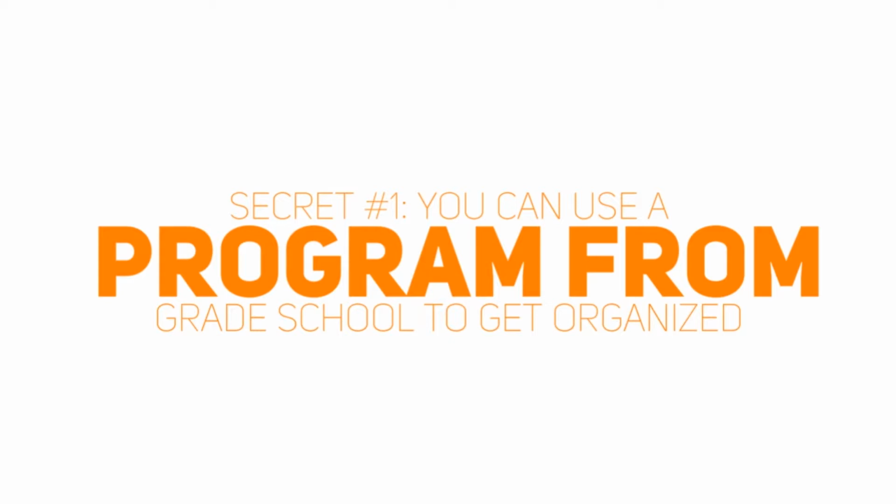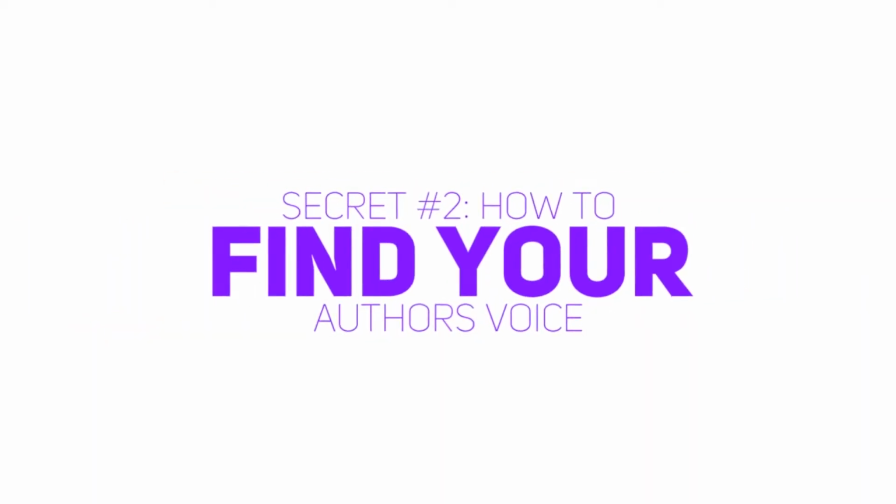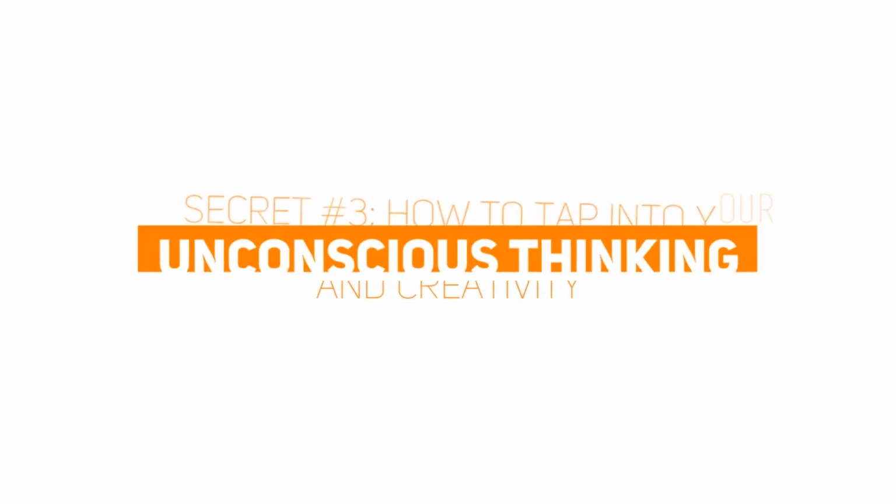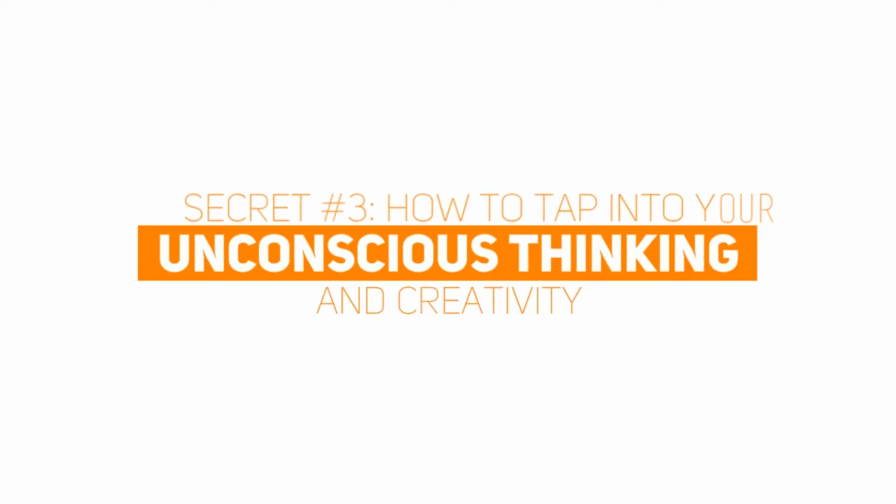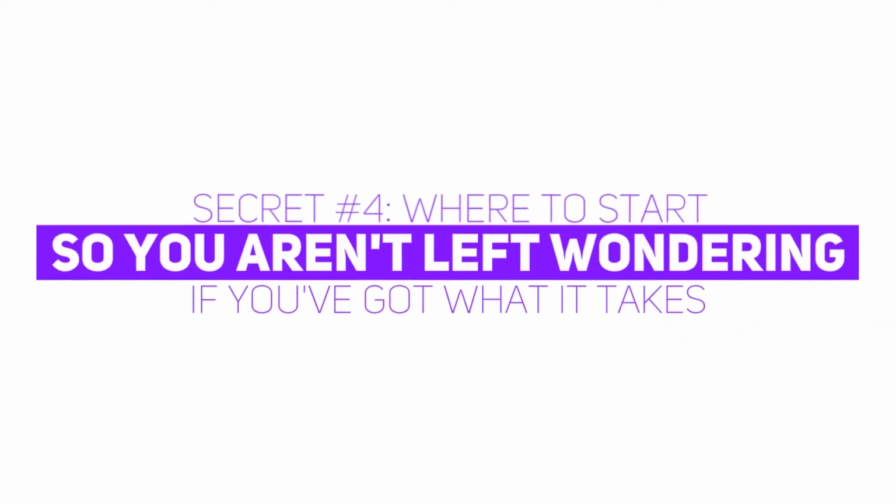Secret number 1 is how you can use a program from elementary school to get you organized. Secret number 2, how to find your author's voice. And secret number 3 is how to tap into your unconscious thinking and creativity so the book basically just flows out of you. And finally, secret number 4 is how to start writing.